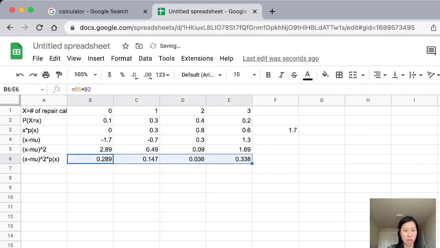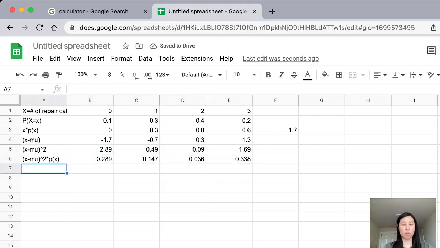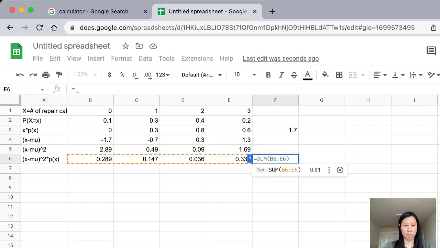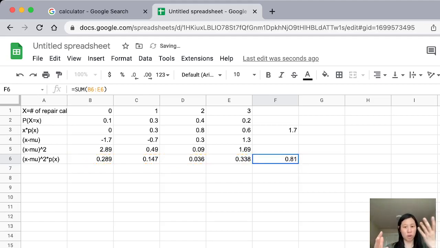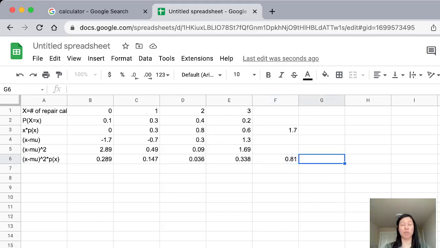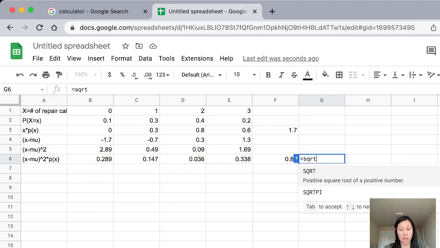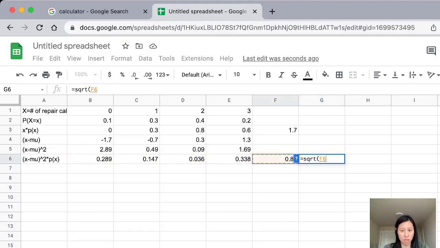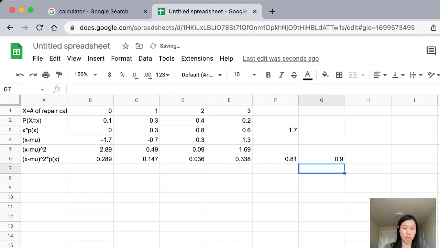Okay. So after multiplying, what's next? The next step is to sum all of these, right? It already automatically tells you the sum of B6 to B. So this is going to be our variance. And then how to find the standard deviation? The standard deviation equals the square root of the value, which is here. So we have 0.9.